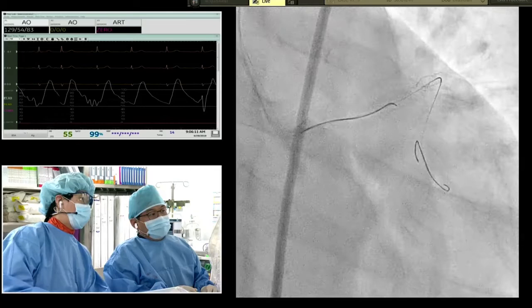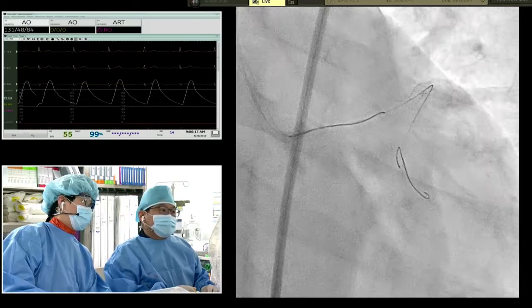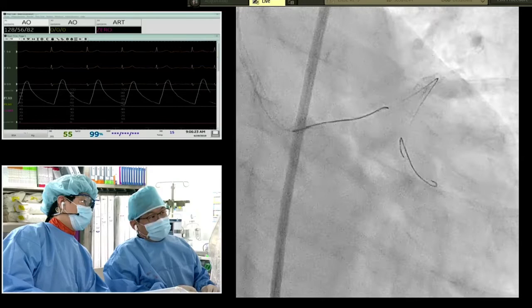Does the spider view not help you a bit more than this view? Yes, after I try this view, I will change it to the spider view.